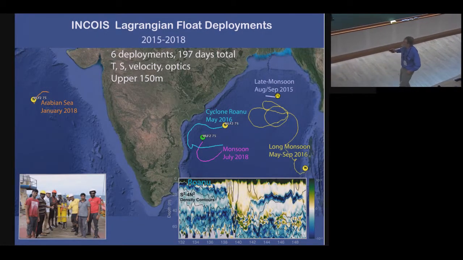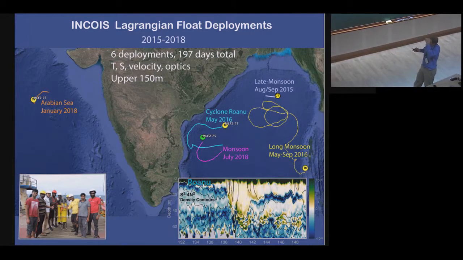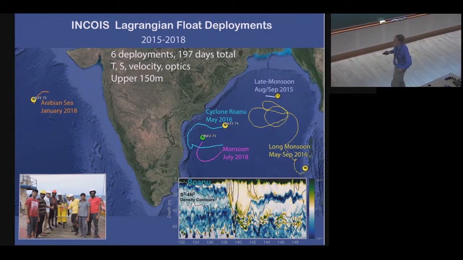I've been working since 2015 with INCOIS, deploying floats that look like this all over the seas around India. There have been 6 deployments so far with almost 200 days. Here's where they are. One real long one here in 2016. Typical data that you get is depth versus time. That's a couple weeks. And this in particular is equivalent of a Richardson number. Any color that's greenish is unstable.